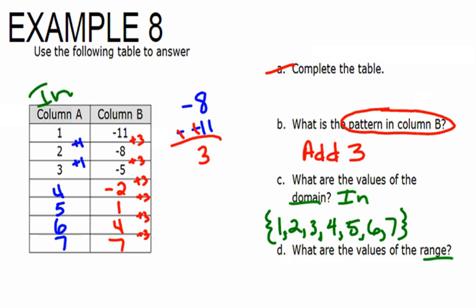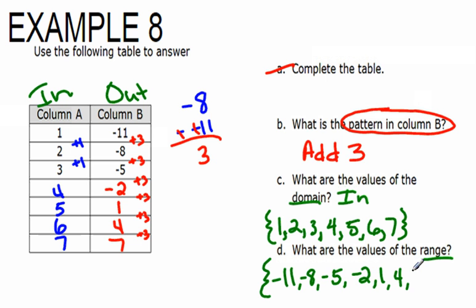And finally, the range. What are the values of the range? Now, the range is going to be our output, column B. And so we want to list those values from least to greatest. Now, remember, we're dealing with negatives, so we want to look for our largest negative number, which is that -11. So when I get my brace here, we're going to start with -11, -8, -5, -2, 1, 4, and 7. There you go.